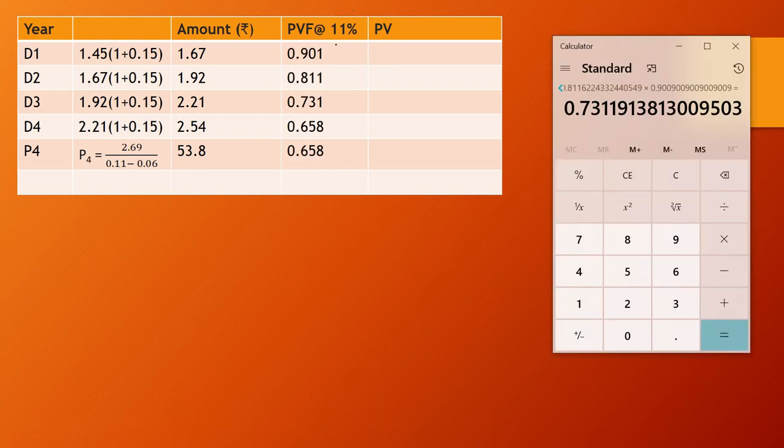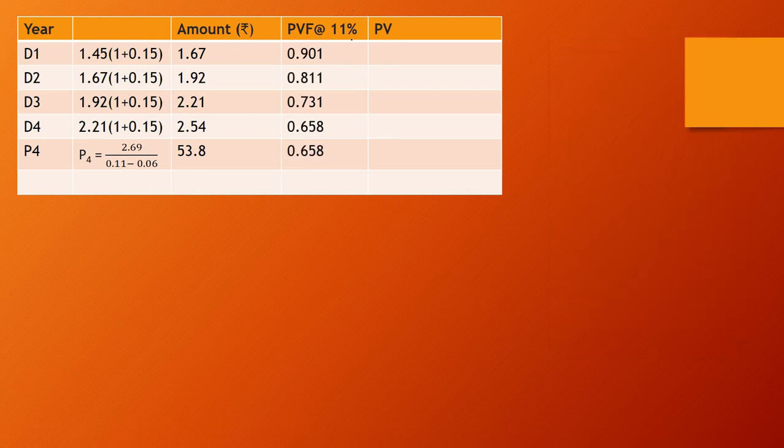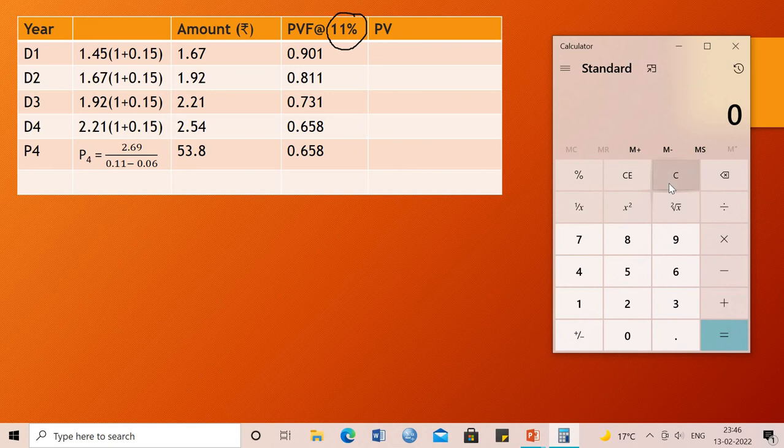Now since we know that the KE is 11%, so what is our next step? We have to calculate the present value factor at 11%. Let's see how we are going to calculate the present value factors. Now if we are going to calculate the present value factors, it will be 100 divided by 111. So at the end of first year, your present value factor at 11% will be 0.9009. I have rounded off, so it will be 0.901.